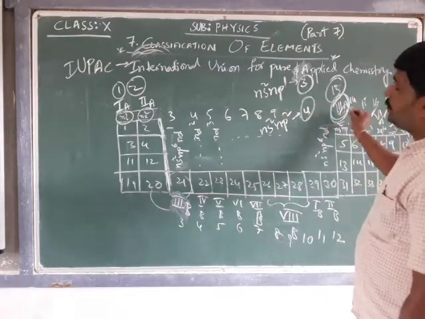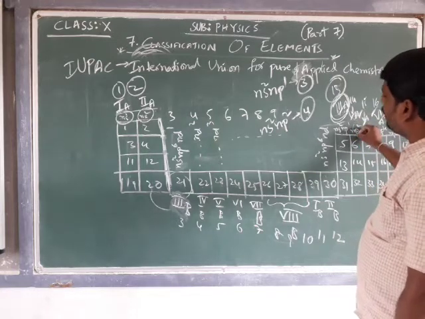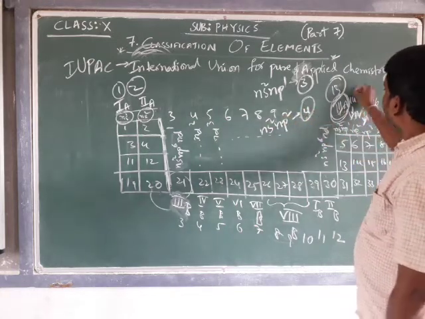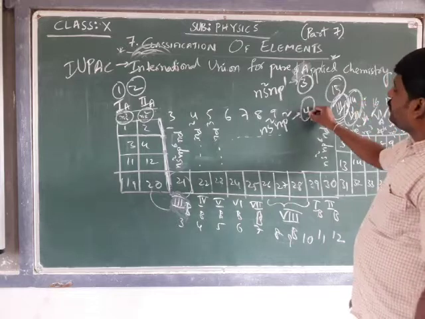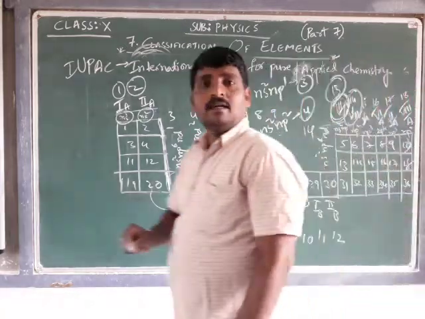Suppose NS2 NP2: 2 plus 2 is 4. 4 means the 4th A group. This is the general configuration, 2 plus 2 is 4. 4 is nothing but the 4th A group, and the 4th A group is nothing but the 14th group. Like that you can identify.